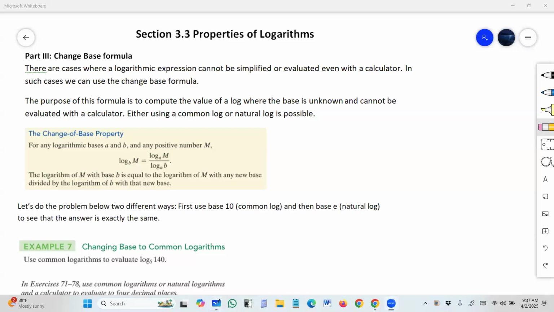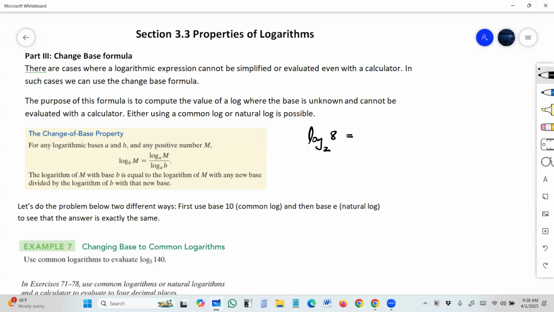Hi, hello everybody. So this is the video dealing with section 3.3, properties of logarithms, and this is the third part where we use a particular formula when we have to evaluate a numerical log that we cannot simplify, for example, such as in the examples I gave in the first video. So for example, consider this log expression that I gave you before.